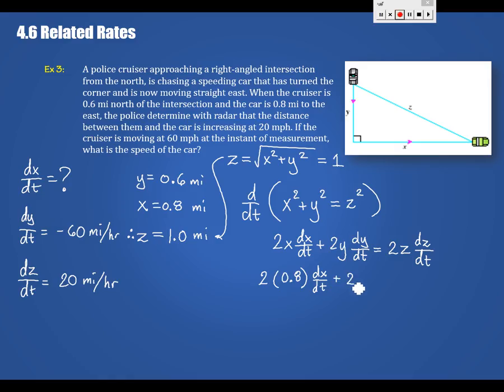Plus 2 times y, which is 0.6. dy dt is negative 60. By the way, for the sake of space, I didn't put units, but I do like putting units. When you look at my answer key to this packet that you're doing for homework, you'll see I always put units everywhere. But we are running out of space. 1. And dz dt is 20.